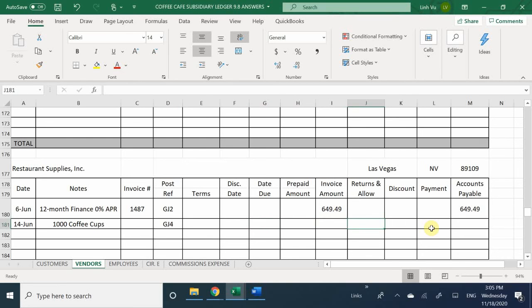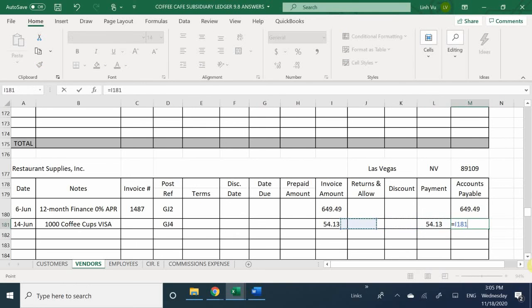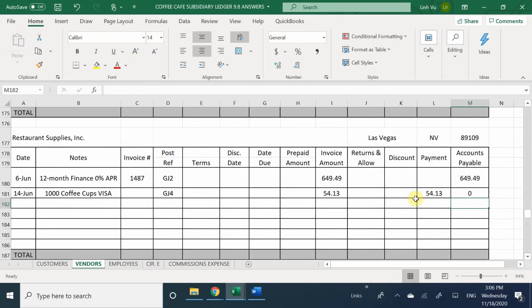So now my invoice amount is going to be $54.13. Oh, I also forgot to make a note here that I paid with a Visa credit card. And because I made a payment with the Visa credit card of the $54.13, I should owe Restaurant Supplies for this transaction nothing. However, I still owe them money for the cash register. Correct. Okay, so good.